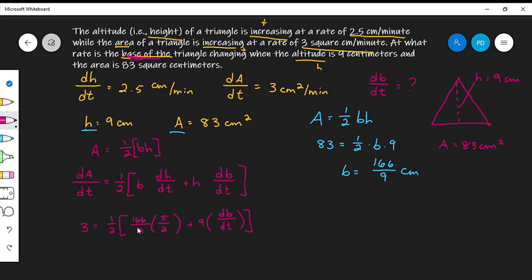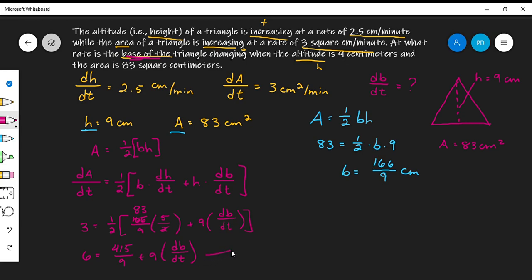So to undo this 1/2 and make fewer fractions, I'm going to multiply both sides by 2. So we have 6 equals, reduce this, this will be 83, yeah. So we've got 83 times 5. I'm going to go ahead and multiply that out. That'll be 415 over 9. Yep. So we have 415 over 9 plus 9 times dB/dt.